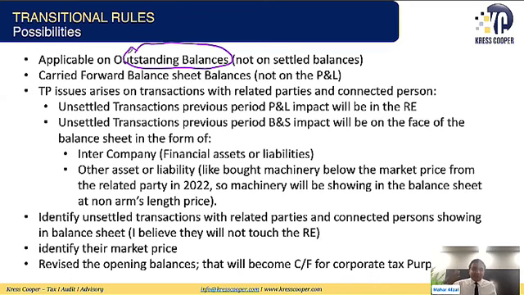So settled balances have gone. Now the remaining balances reflecting on the face of the balance sheet might be financial assets, intercompanies, all these things. We need to look into outstanding balances. Carry forward balance sheet balances, not on the profit and loss account.